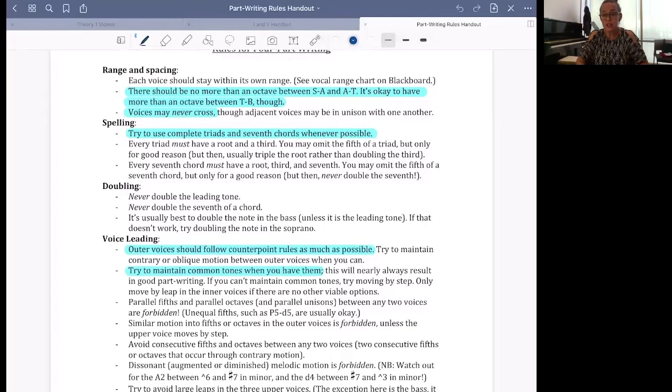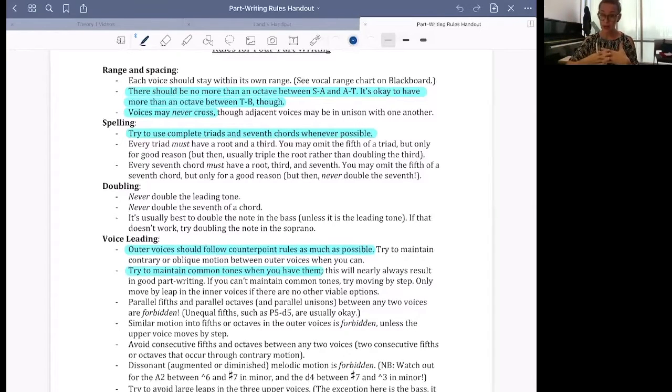The one exception is the bass has free reign to do whatever it wants. So the bass can be further than an octave from the tenor, and that is okay. It plays by its own set of rules in terms of that. So your spacing has to stay within an octave. An octave is okay, no bigger than an octave.